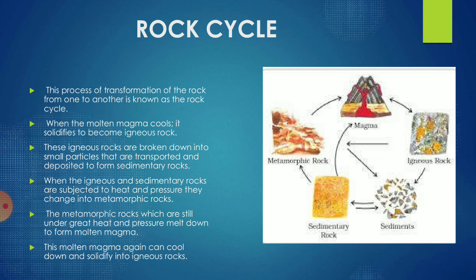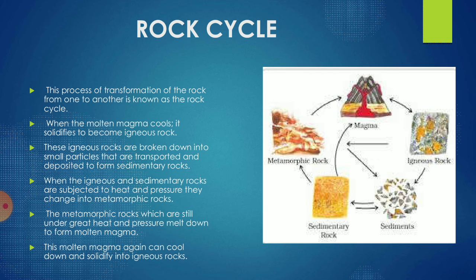When igneous and sedimentary rock are subjected to heat and pressure, they change into metamorphic rocks. So metamorphic rocks, which are still under great heat and pressure, melt down to form molten magma. This molten magma again can cool down and solidify into igneous rock. So this is a continuous cycle, right?